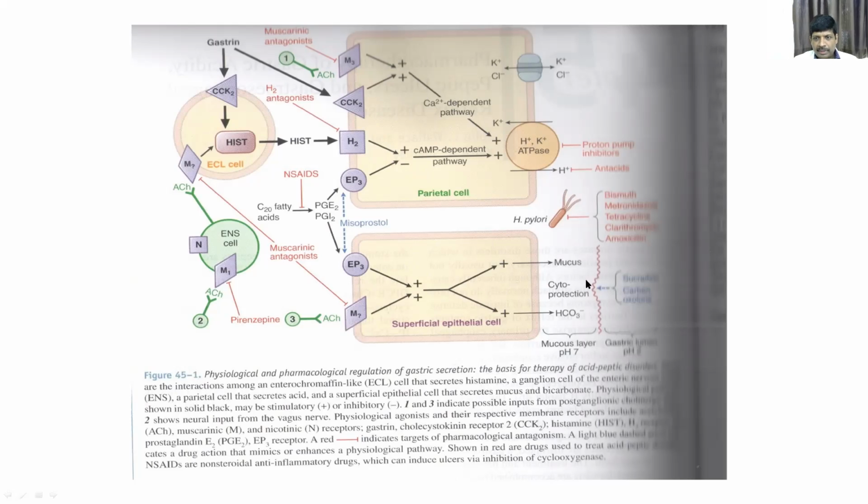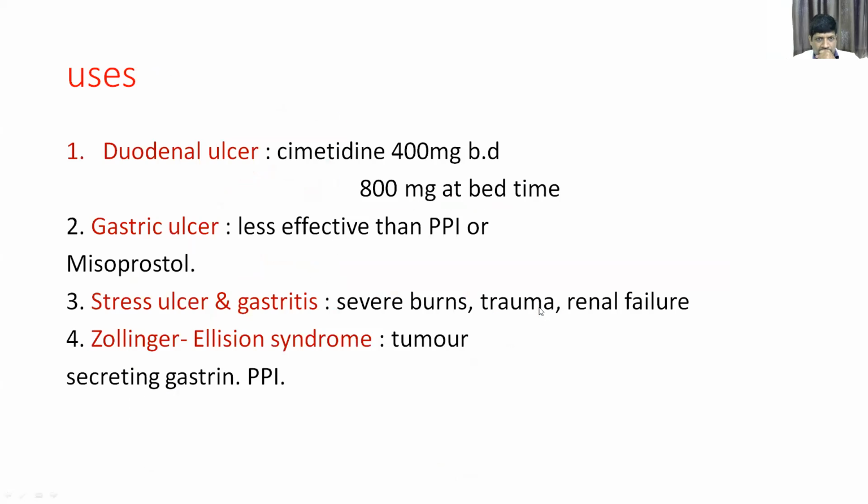Likewise, you need to remember the mucus-forming drugs like sucralfate and carbenoxolone sodium. These help by making the protective mechanism stronger by producing more mucus. Uses: duodenal ulcer, gastric ulcer, stress ulcer, gastritis, Zollinger-Ellison syndrome, and tumor. It's a tumor secreting gastrin.